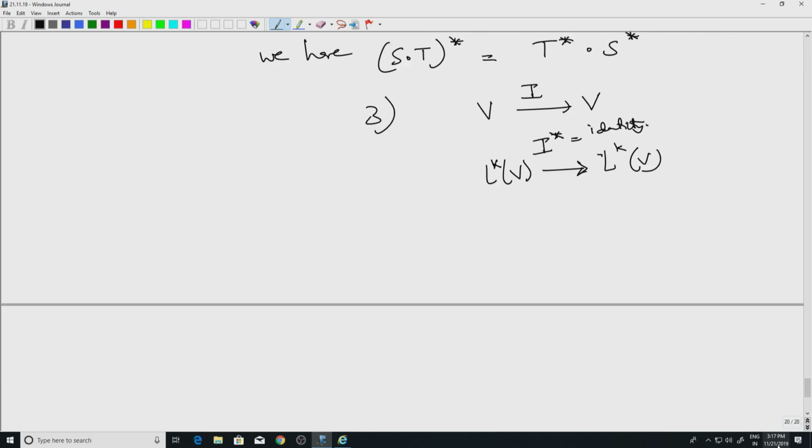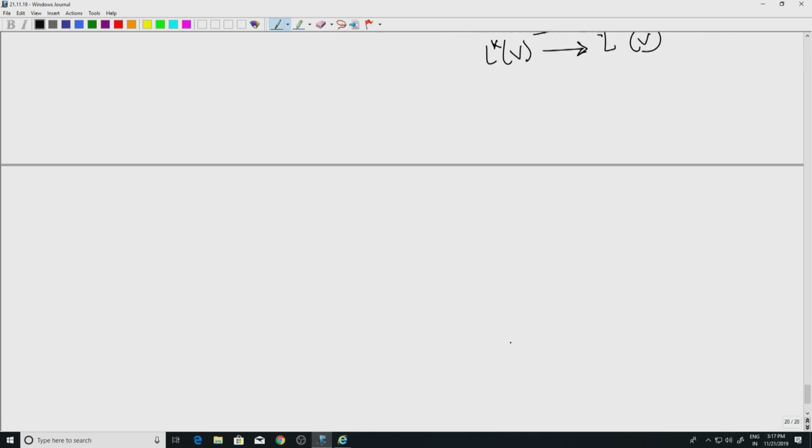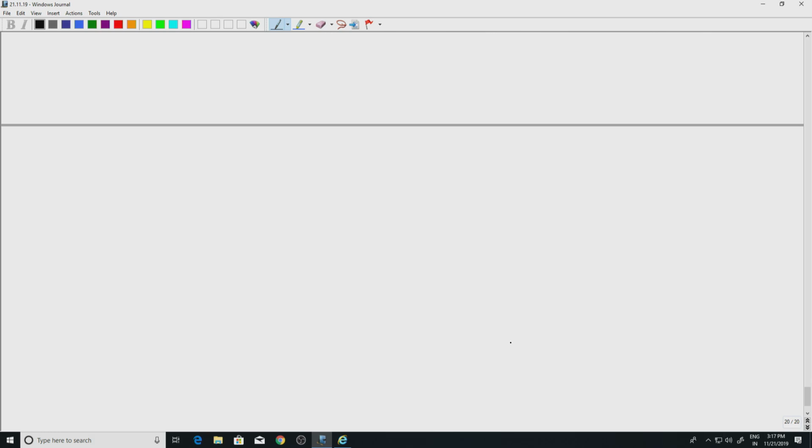Now I want to talk about two special classes of multilinear maps: symmetric and alternating forms.